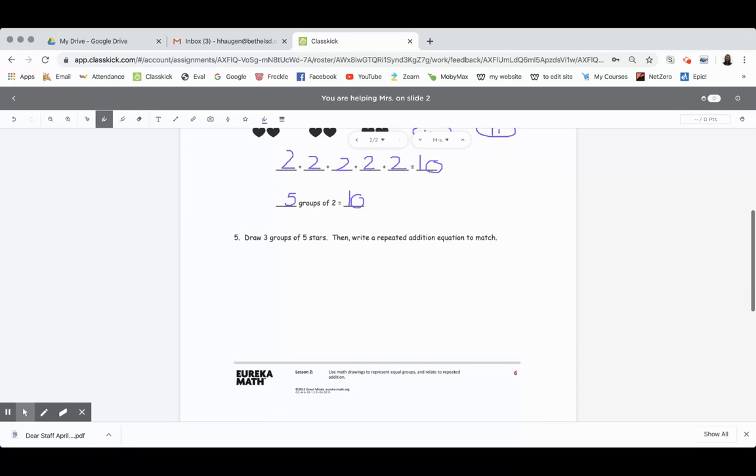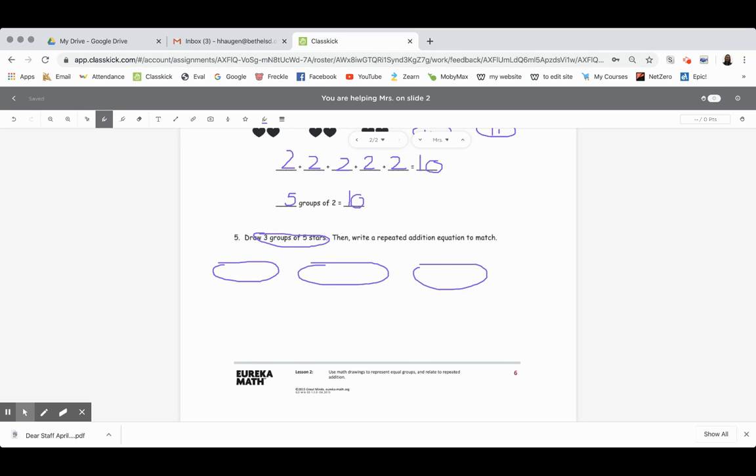So the last one on this page says, draw 3 groups of 5 stars. Then write a repeated addition equation to match. There's again 2 directions here, but they don't give me any starting point. So because it wants me to draw 3 groups, I'm going to start with my groups. I'm going to draw 3 groups.